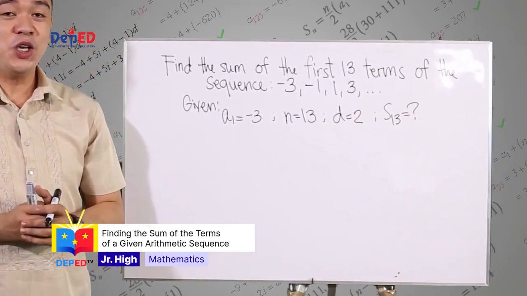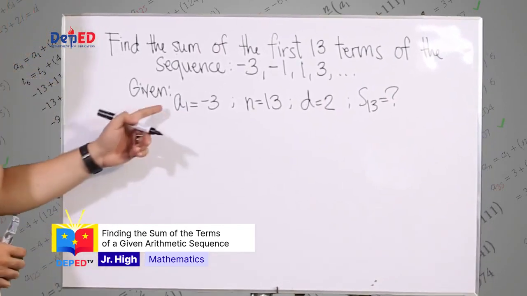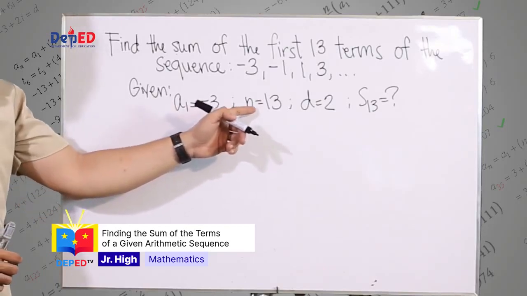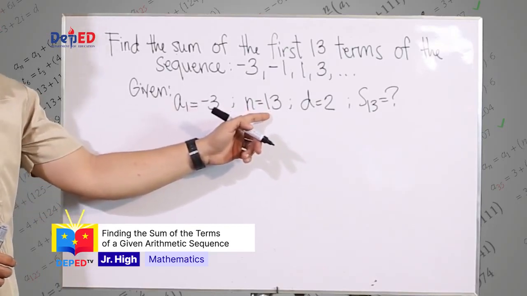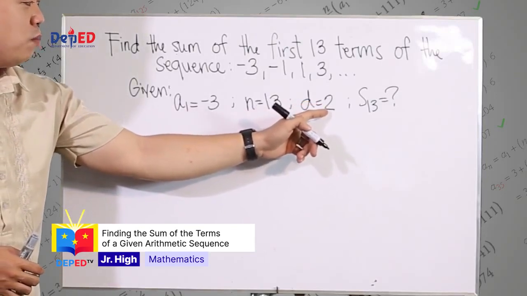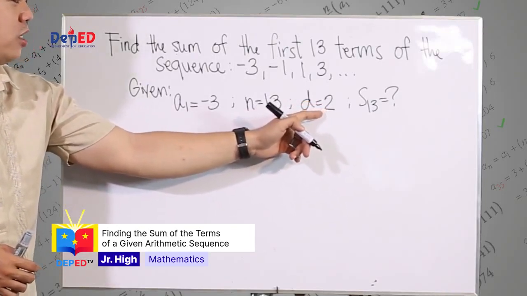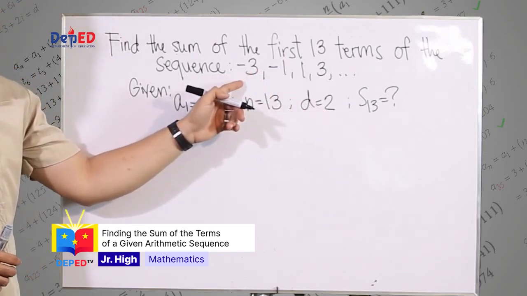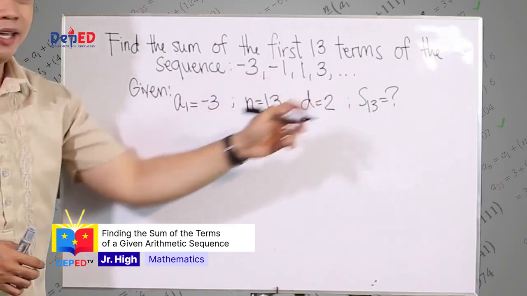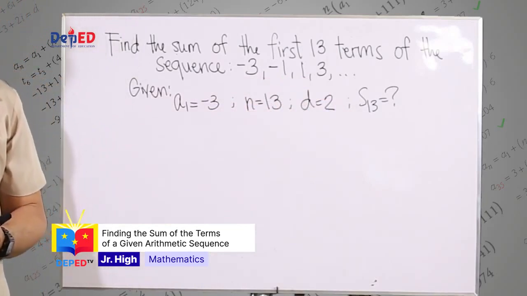Notice that from the sequence given, a sub 1, or the first term, is -3. Our n is 13. The difference is 2, that is, by adding the common difference to the preceding term to get the next term. And we are looking for S sub 13.